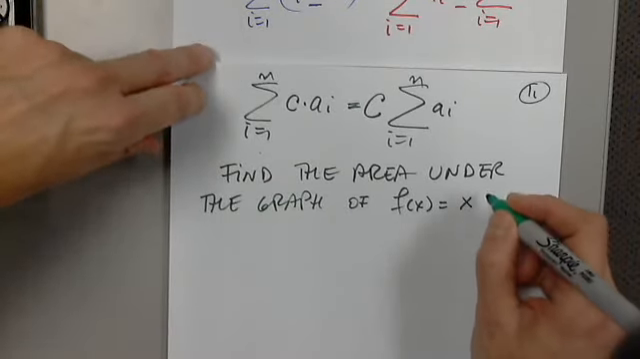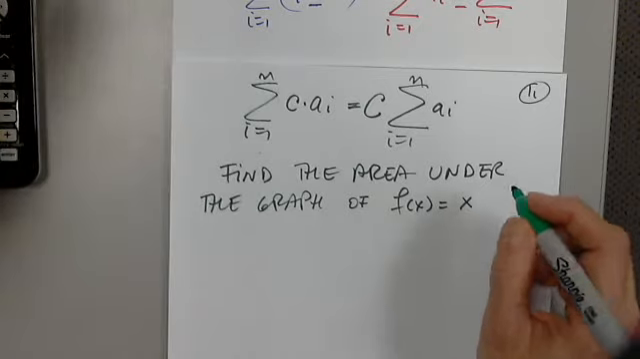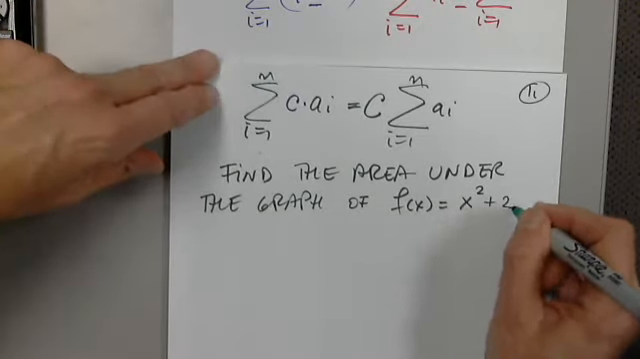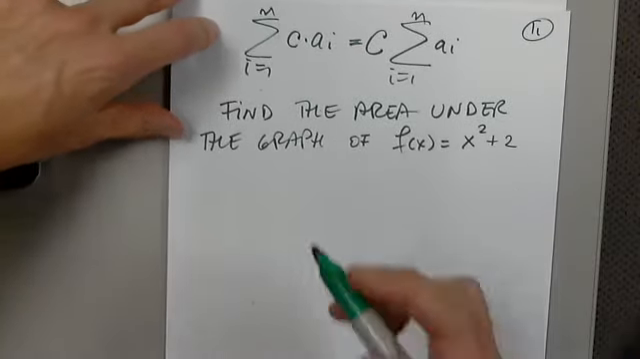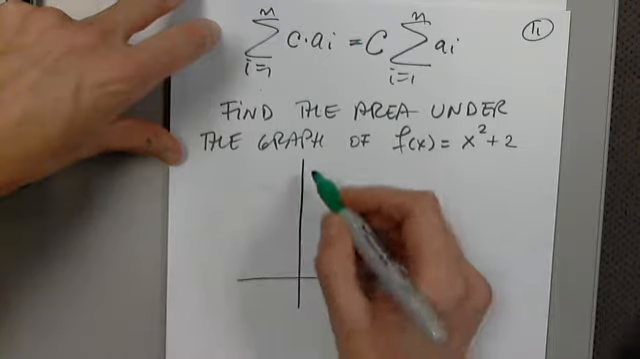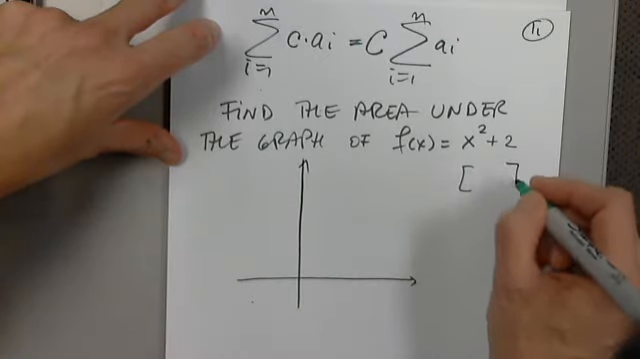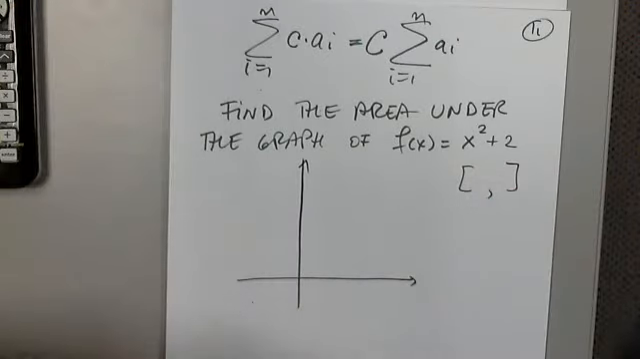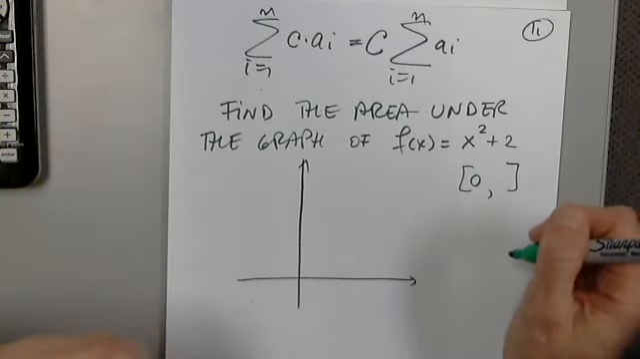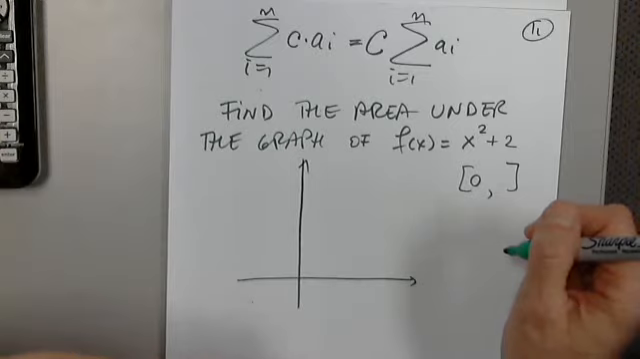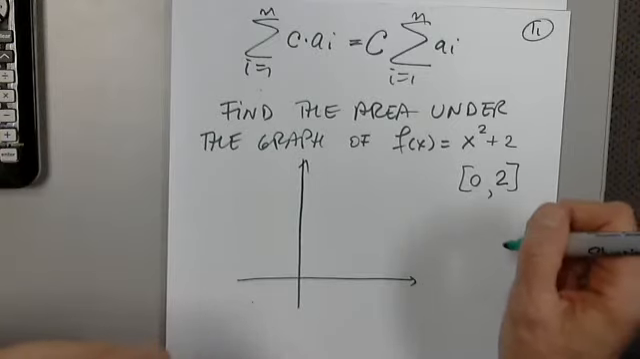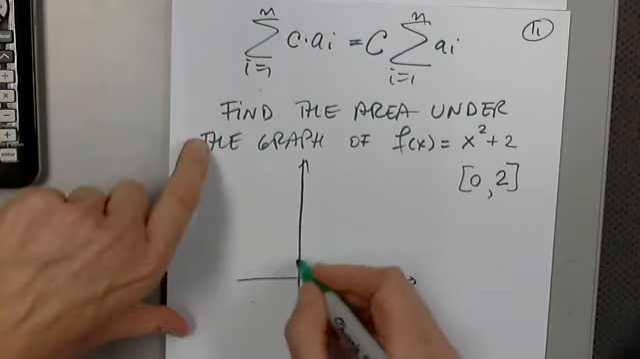So for the sake of the argument, I'm going to choose a quadratic function because it's easy to understand. Let's say x squared plus 2. We know this graph quite well. Now let's choose an interval. For now, let's choose an interval that starts at 0 for simplicity. Is 0 to 2 okay? Okay.